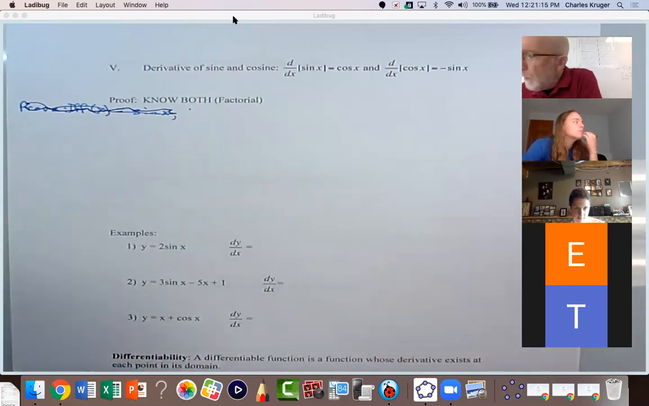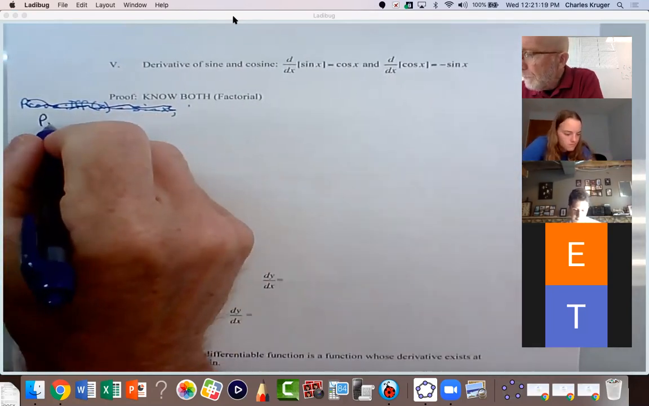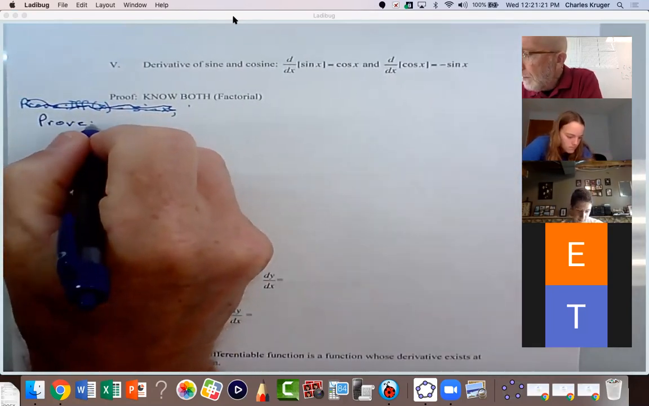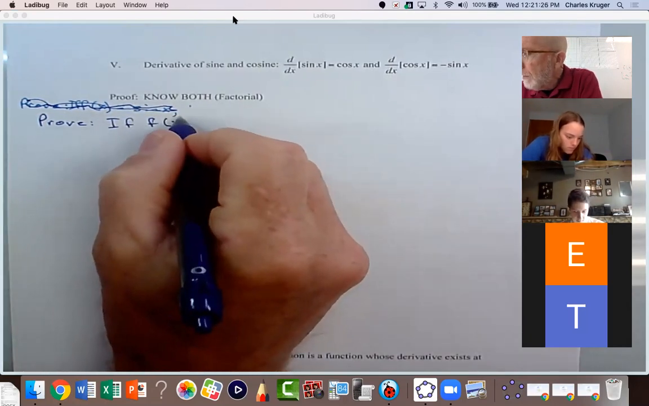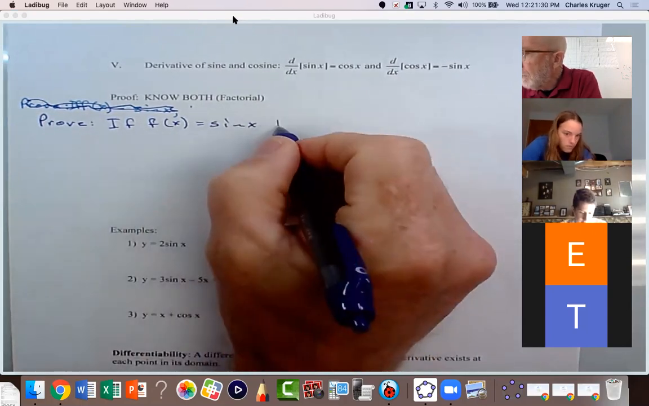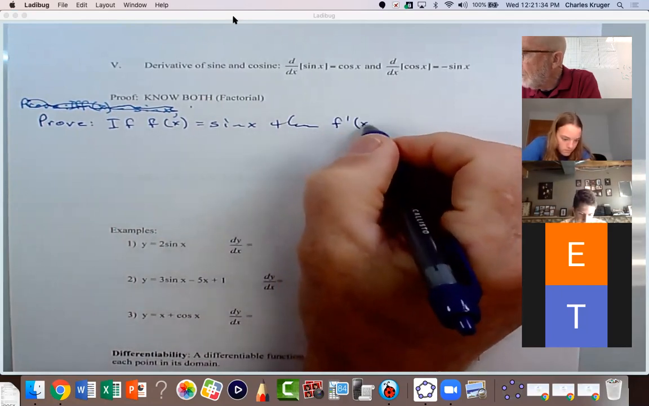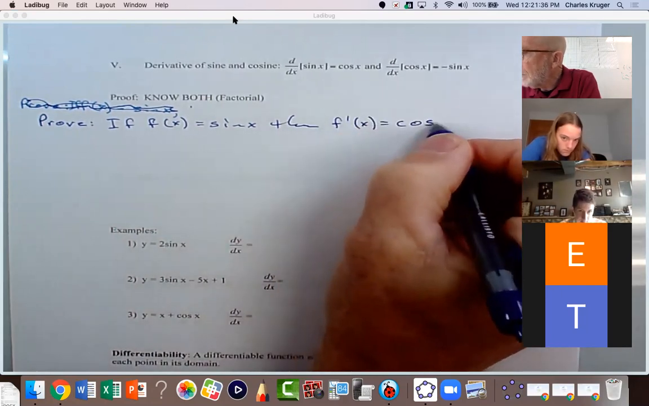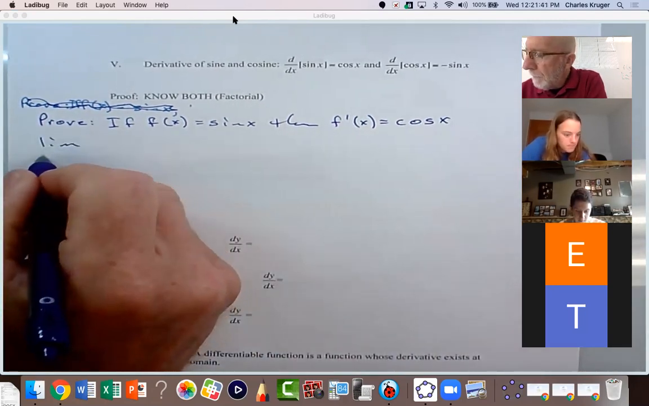So here we go. I am going to prove that if f of x equals the sine of x, then f prime of x, its derivative, will be the cosine of x. So I'm going to start out with my limiting definition.